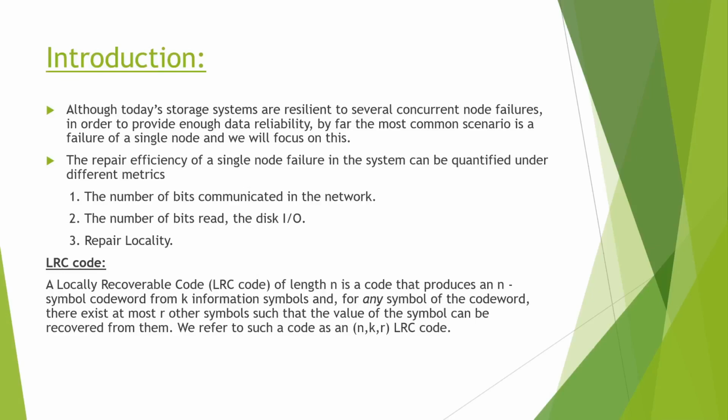Okay, now let's look at the LRC code. A locally recoverable code of length n is a code that produces an n symbol code word from k information symbols, and for any symbol of the code word there exist at most r other symbols such that the value of the symbol can be recovered from them. We refer to such a code as an (n, k, r) LRC code.